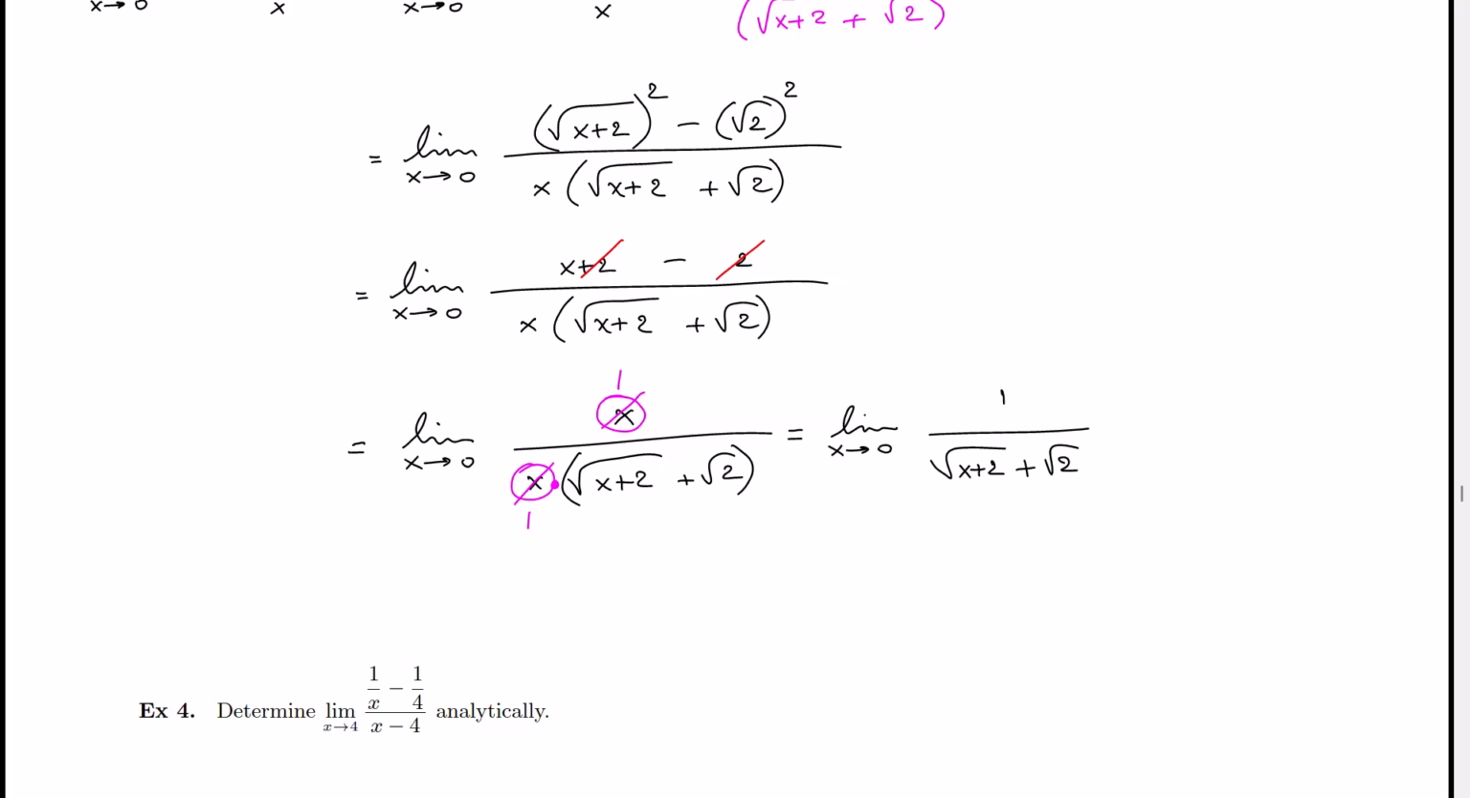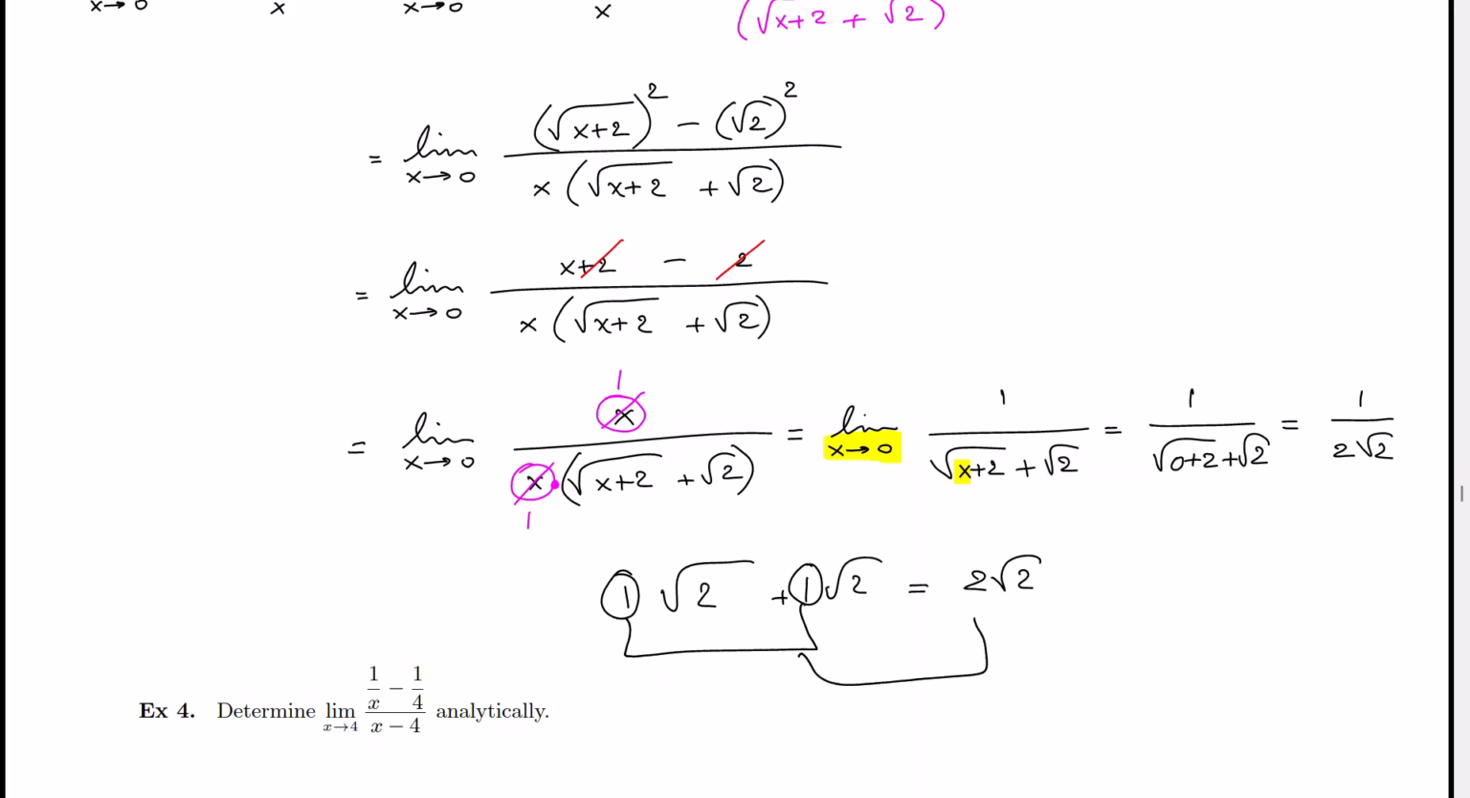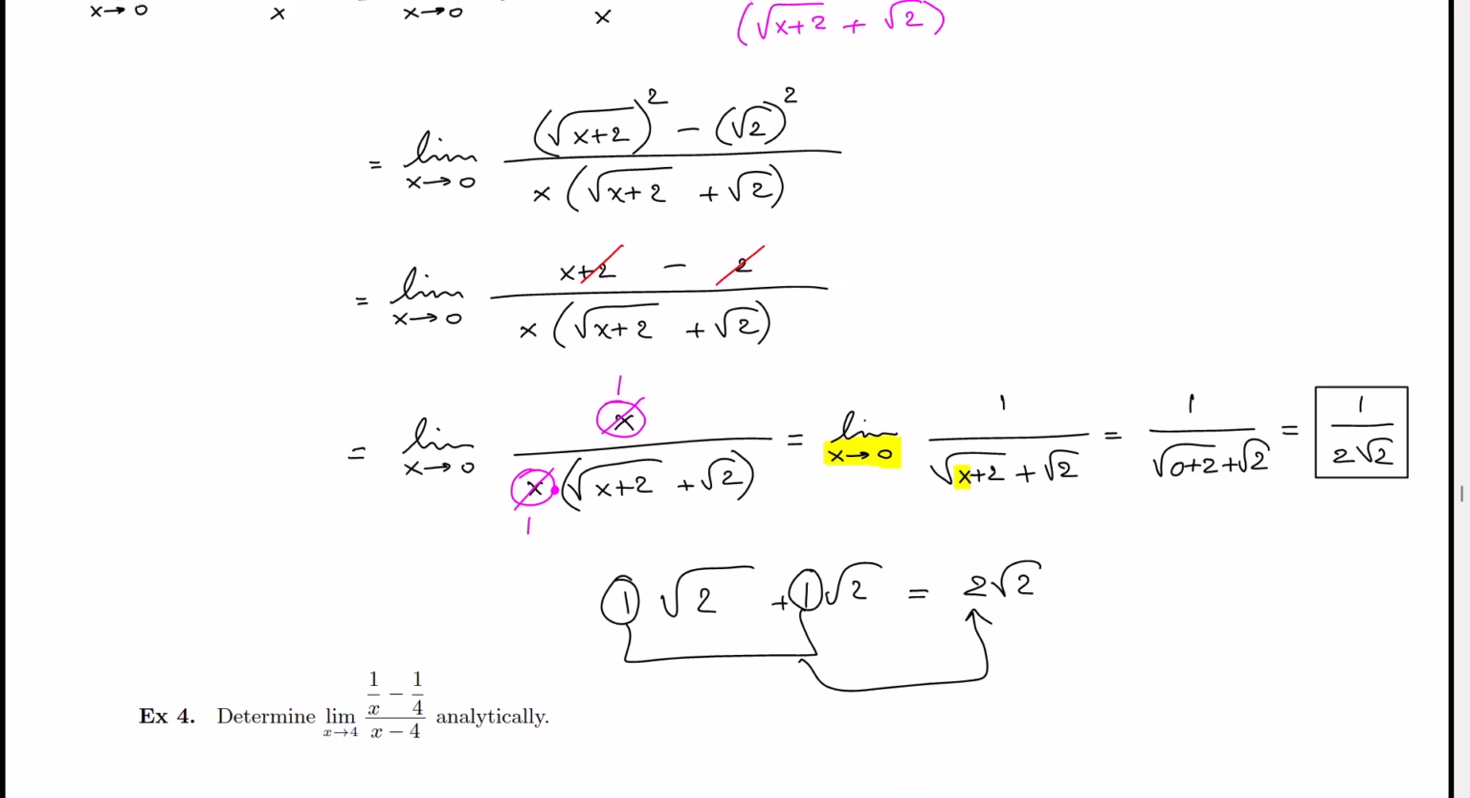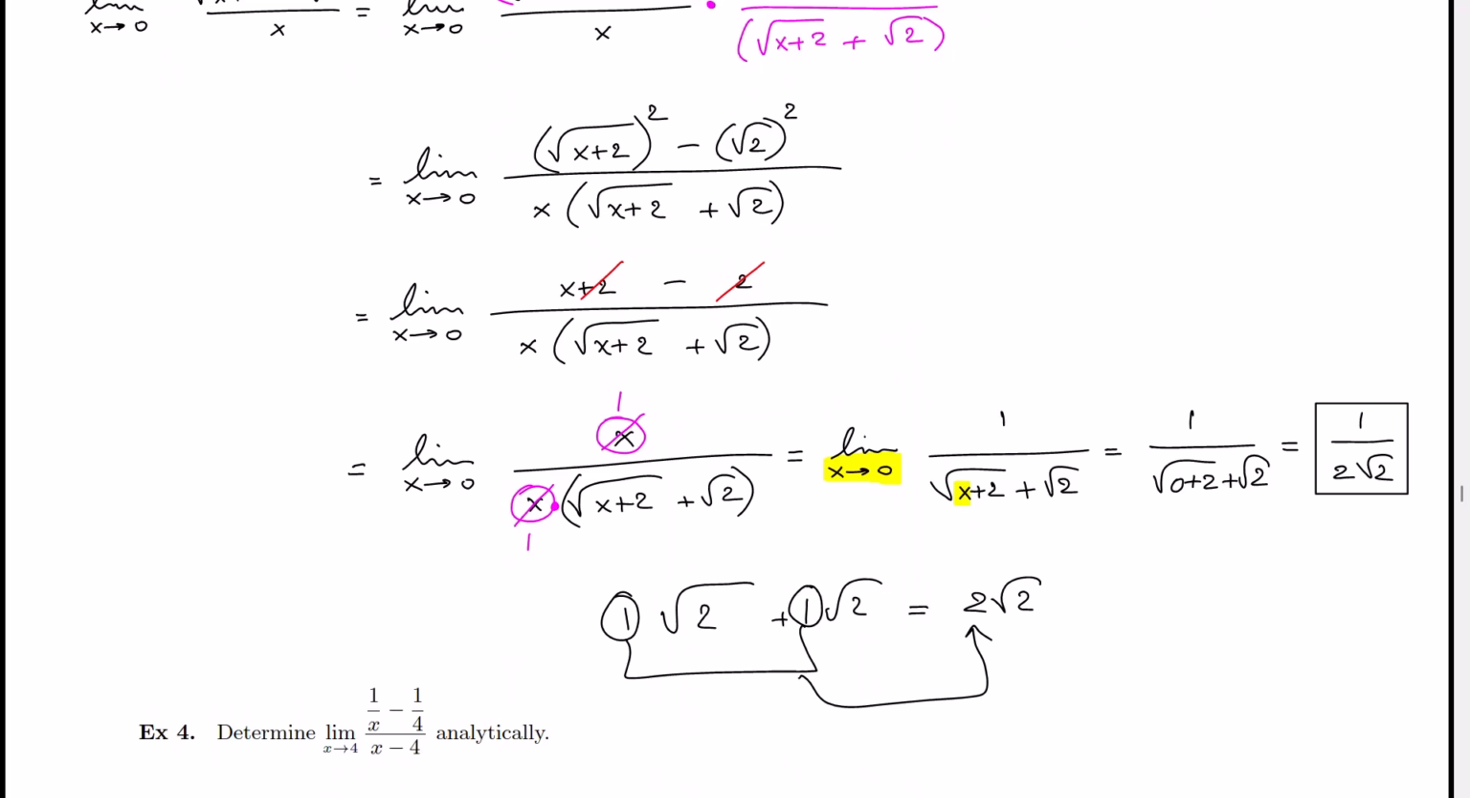So now let's try the substitution method. There's an x approaching 0 here. Let's plug it in everywhere we see an x and see what happens. If we do that, we end up with 1 over the square root of 0 plus 2 plus the square root of 2. 0 plus 2 is just 2. So this is 1 over 2 of the radical 2's, because we have square root of 2 plus another square root of 2, and that's 2 of them, since 1 plus 1 is the 2 that I see over there. So my answer is now visible. It's 1 over 2 square root of 2. So in this particular problem, the 0 over 0 turned out to be eventually 1 over 2 square root of 2.